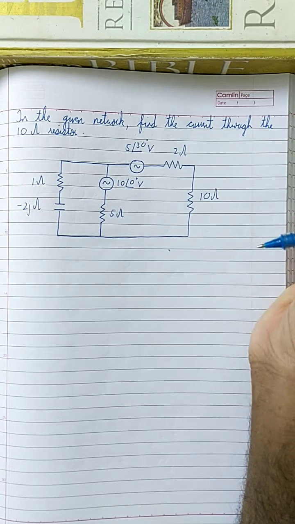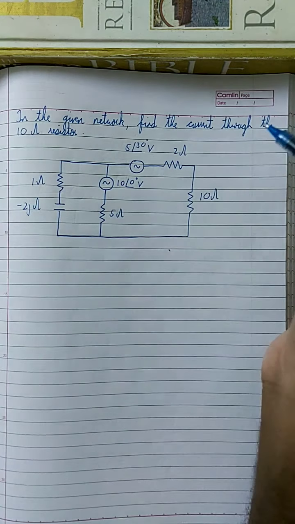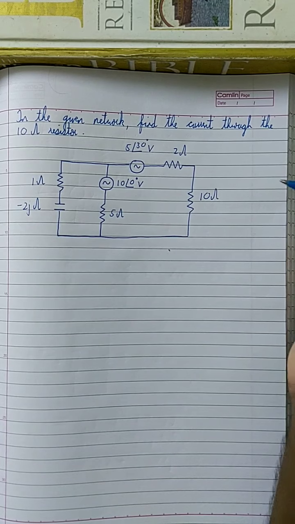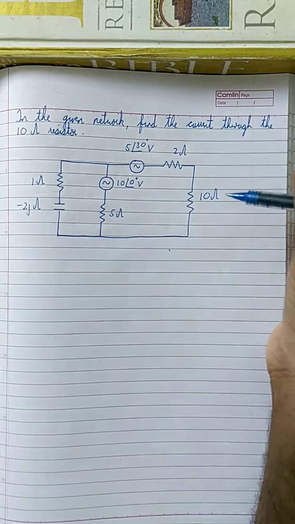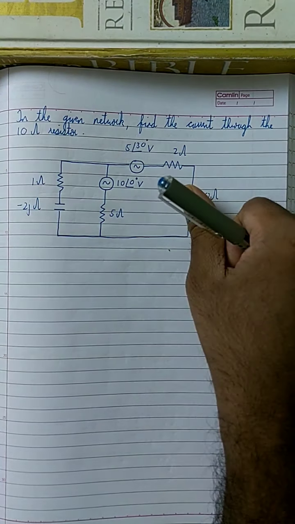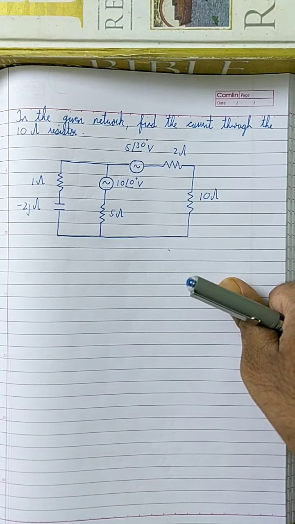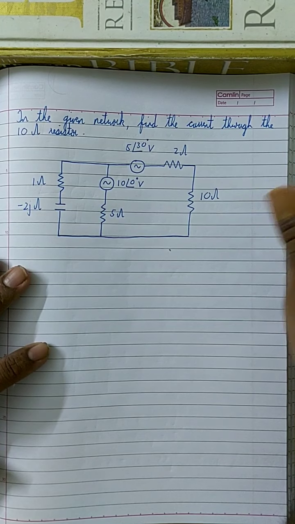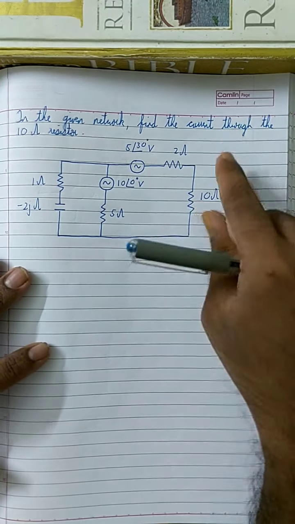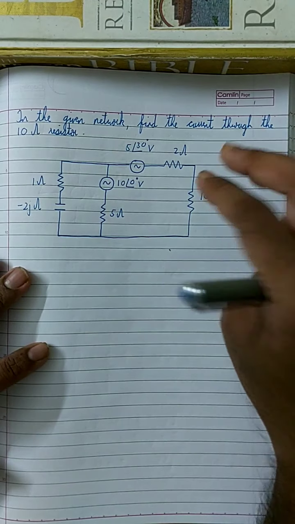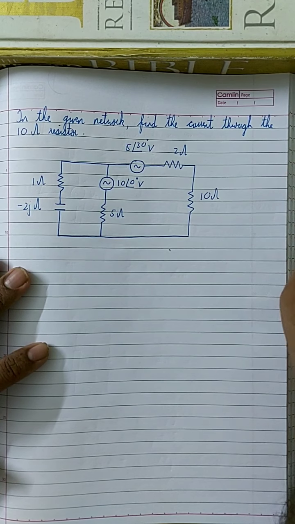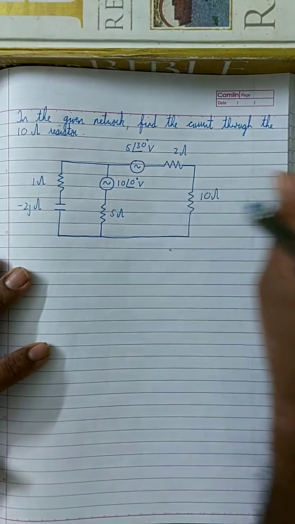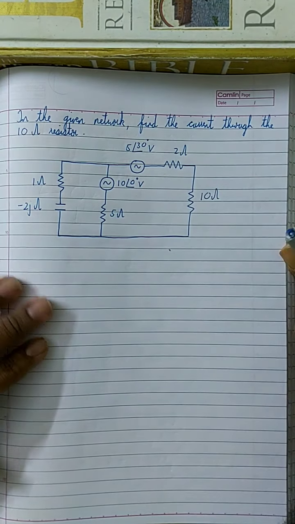Since they have said find the current through the 10 ohm resistor, the 10 ohm resistor is the output device, or in other words, the load, which means that is the resistor you need to remove. Across whichever element they have asked you to find the voltage, or the current through that element, that element will be the load, so you need to remove it. Here this 10 ohm resistor is the load, so you have to remove it.